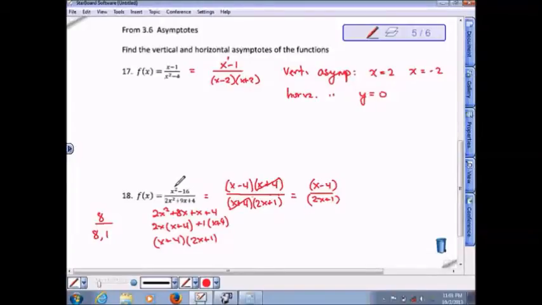So now what I wanted to show you here is these have equal degree. It's degree 2 over degree 2. So in that case, you take the ratio of the leading coefficients, which is 1 over 2. So the horizontal asymptote is the ratio of the leading coefficients, which is 1/2. Y equals 1/2. Now the denominator, because those canceled, this is the factor that produces the vertical asymptote. So it's x equals negative 1/2 for the vertical asymptote.